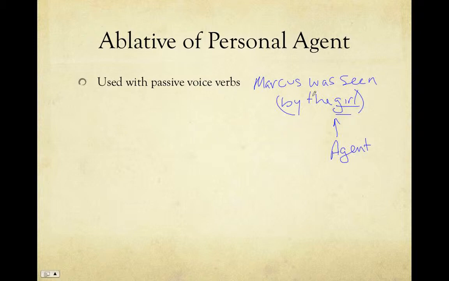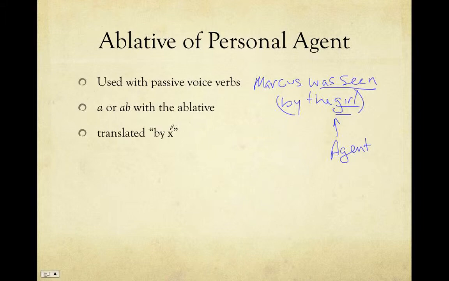So it's used with a passive voice verb, like was seen. And in Latin, we're going to use the prepositions a or ab with the ablative. You can translate the a or ab as by, and the ablative is the agent. So here, by the girl, a puella.